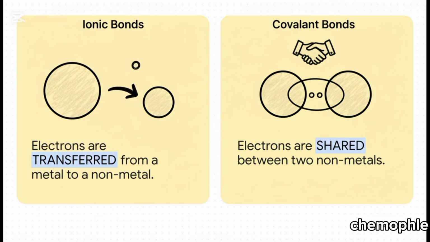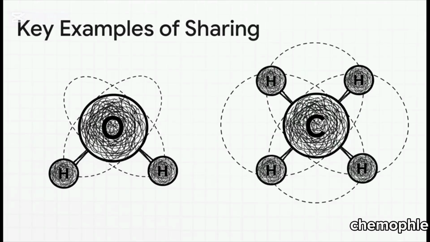Covalent bonding is sharing. The electrons hang out between two nonmetals. Two totally different strategies to get to the exact same goal, a nice, stable, full outer shell of electrons. And this whole sharing thing, well, it builds some of the most important molecules for life itself.